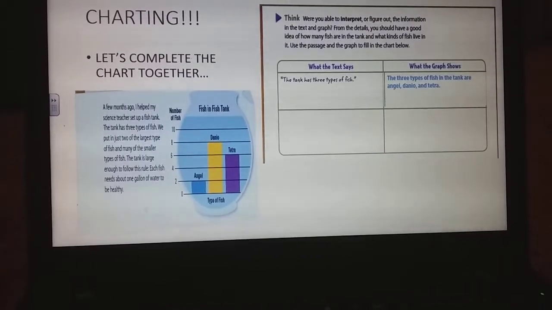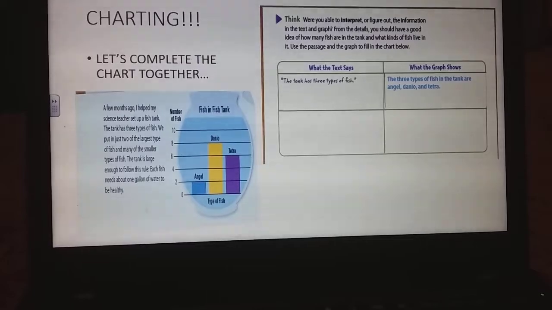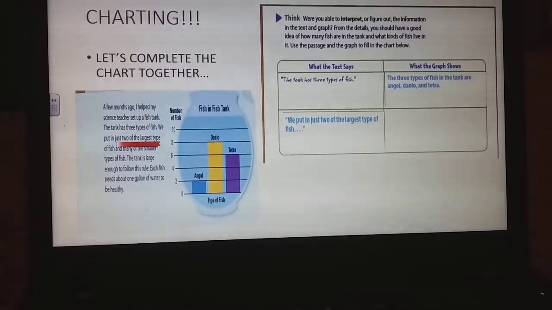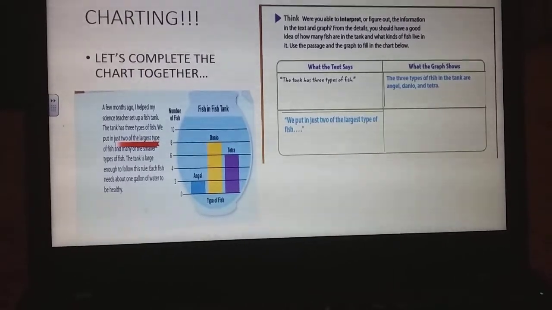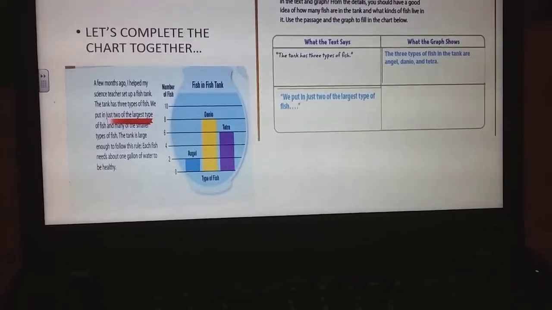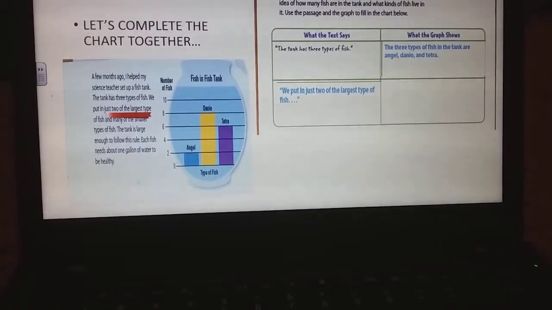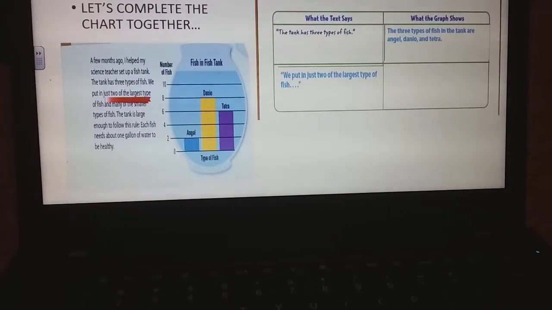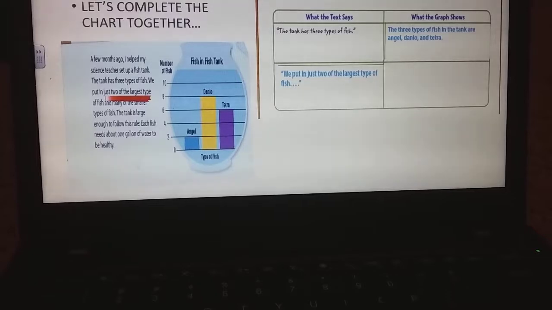Now, what the text says is that we put just 2 of the largest type of fish, many of the smaller types of fish in that tank, right? We see that here. So let's look at this for a moment. It says we put in just 2 of the largest type of fish.